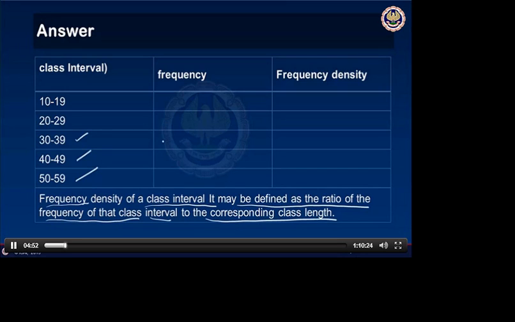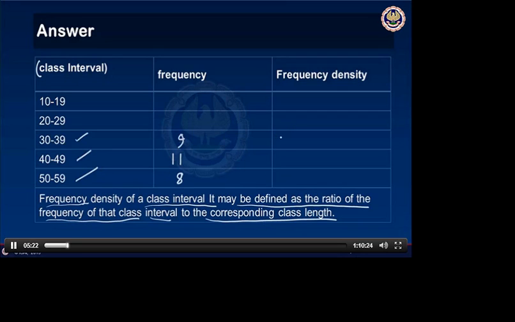So we look at the data and find out what the frequency is, how many students fall under this class interval. Looking at the data, we find there are 9 students who fall under the class interval 30-39. And similarly, between 40-49, we found there are 11 students. This is after looking at the data and finding how many students are coming within this class interval, and we found 8 for this.